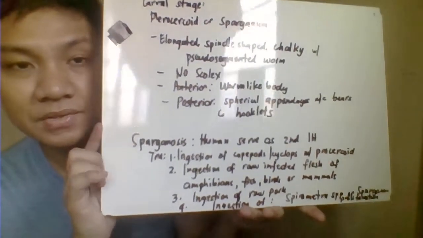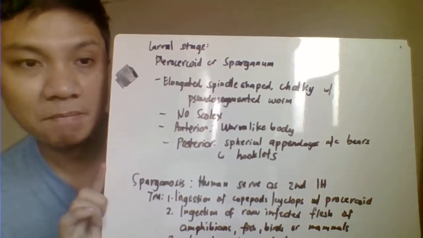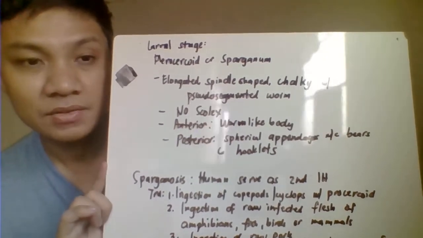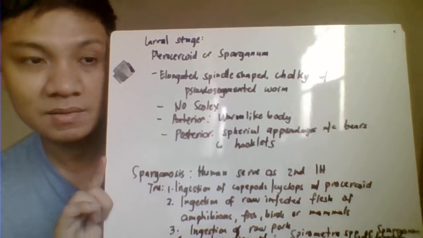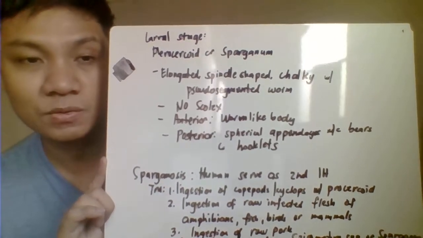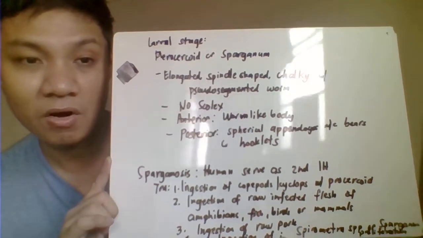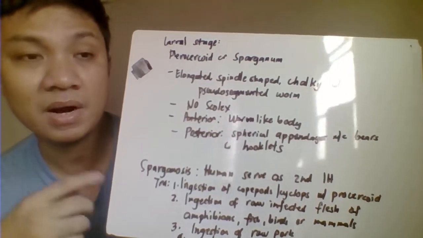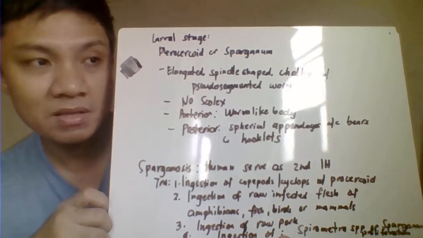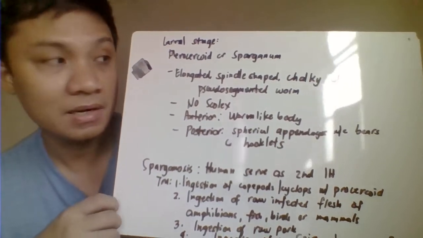Okay, then we have here the so-called sparganum, or plerocercoid larva. This is characterized as elongated, spindle-shaped, chalky-like, pseudo-segmented worms. And this one would have the absence of the scolex. Wala pa siyang head part, since larval stage pa lang naman ito.